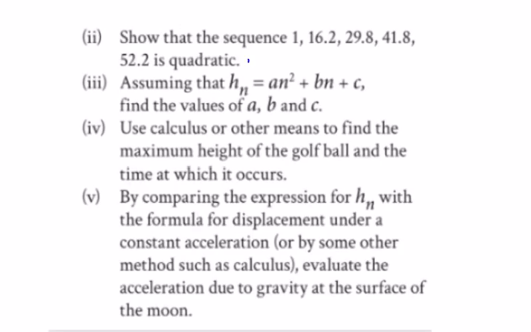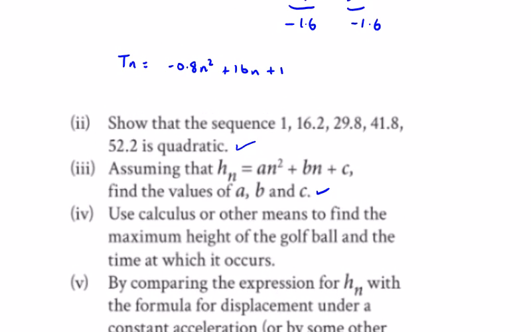So these are the questions. So we've already shown it's quadratic, and we found A, B, and C. Calculus, so it remains to find the max height of the golf ball. Well, we have Hn is called Hn, actually not Tn, let's call it Hn. So we differentiate this with respect to n. So we're differentiating Hn with respect to n. So dHn over dn, you can call it y if you wanted, and do dy dx is minus 1.6n plus 16. This would have to be equal to 0 at the max value.